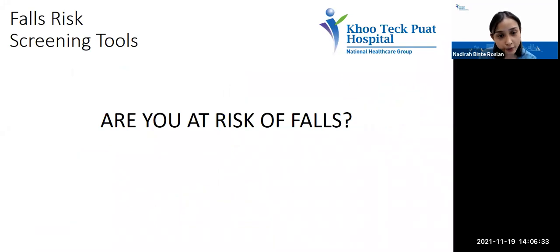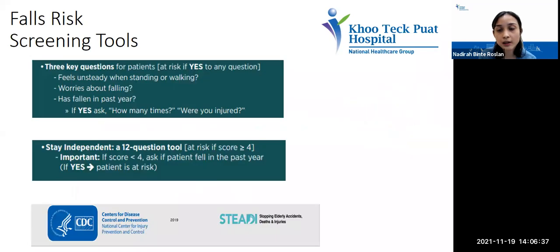Now, are you at risk of falls? So how do we know? There are simple falls risk screening tools available that are used to check if an elderly is at risk of falls. An example would be one from STEADY, which stands for Stopping Elderly Accidents, Deaths and Injuries in the US.